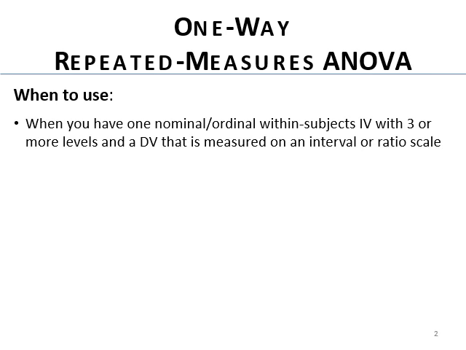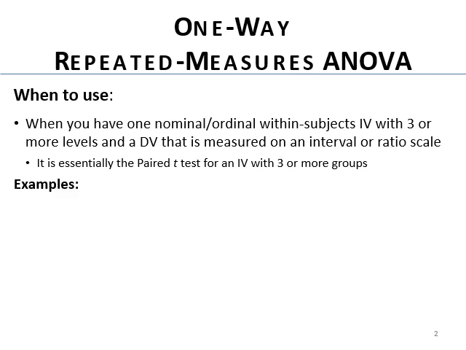So when do you use one-way repeated measures ANOVA? Well, you use it when you have one nominal or ordinal within subject's independent variable. It's got 3 or more levels, and you've got a DV that's interval or ratio. So the easy way to think about it is it's basically paired t-tests when you've got an IV that has 3 or more groups. Okay, that's when you use repeated measures ANOVA.